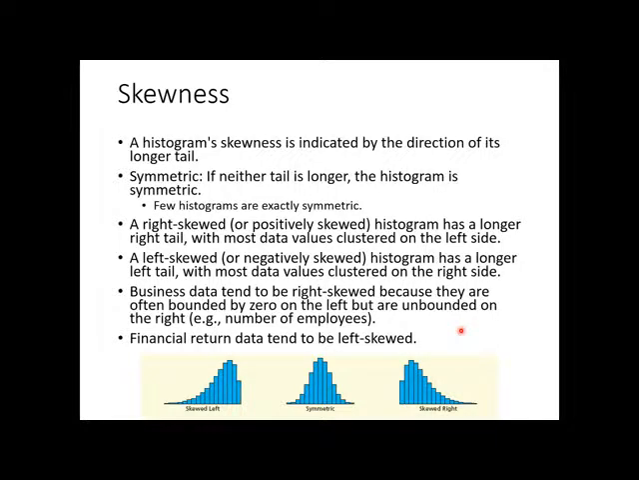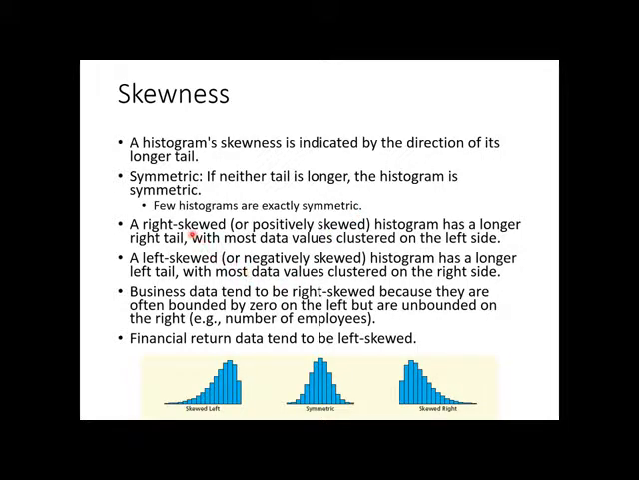If the left tail of the histogram is longer than the right tail, then we say that the histogram is skewed left. If the right tail is longer than the left tail, then we say that the data is skewed right. If these two tails are symmetric, then we say that the data is symmetric. Okay? So that is skewness. We can say skewed right, skewed left, or symmetric.